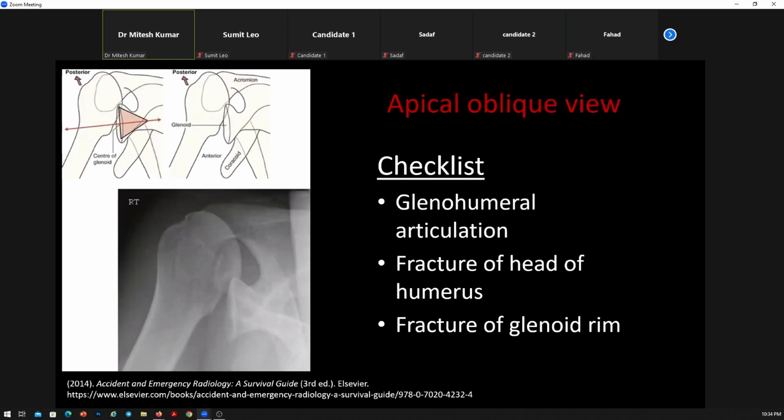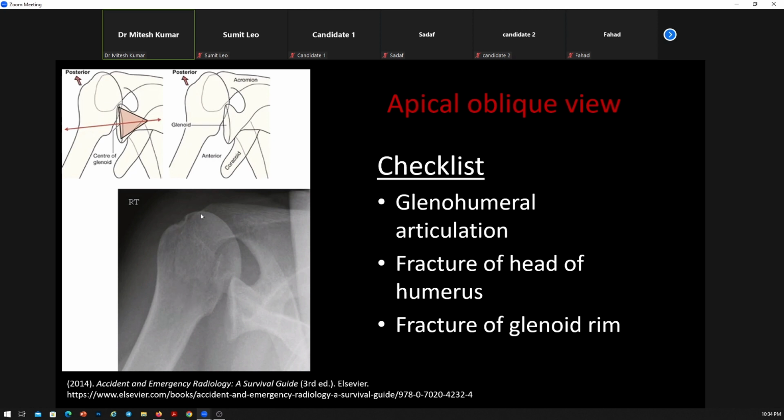Next is the apical oblique view. In this, we have to make a triangle in which the base of the triangle is formed by the glenoid rim and the apex is here. So whenever we draw a line from the apex towards the base of the triangle, the center point of the head of the humerus should intersect this line. So if the head goes superiorly, it means posterior dislocation, and if the head goes anteriorly, it means anterior dislocation.